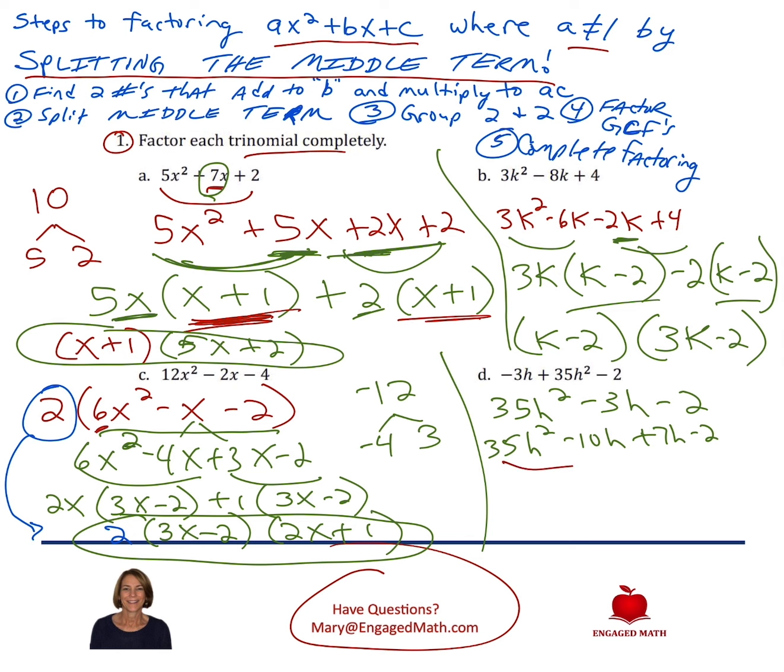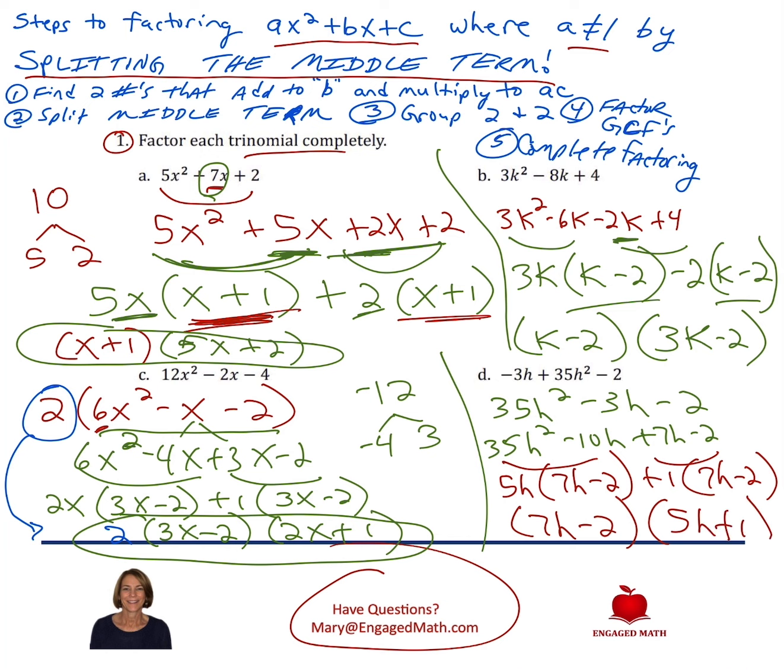We're now going to group 2 and 2. And the greatest common factor for the first 2 is 5h. So we have 7h minus 2. And then we're going to say plus 1 times 7h minus 2. Okay, there was no GCF to go back to this time, so our final answer is simply 7h minus 2 times 5h plus 1. And we're done. So let's make that look like a 5. All right, and we are done.